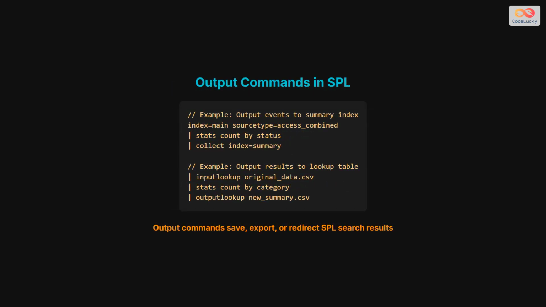Output commands in SPL save or export search results to specific destinations. For example, the collect command sends summarized data into a summary index for efficient reporting. The outputlookup command writes results to a lookup file that can be reused in other searches. These commands are essential for organizing and making data reusable within Splunk.